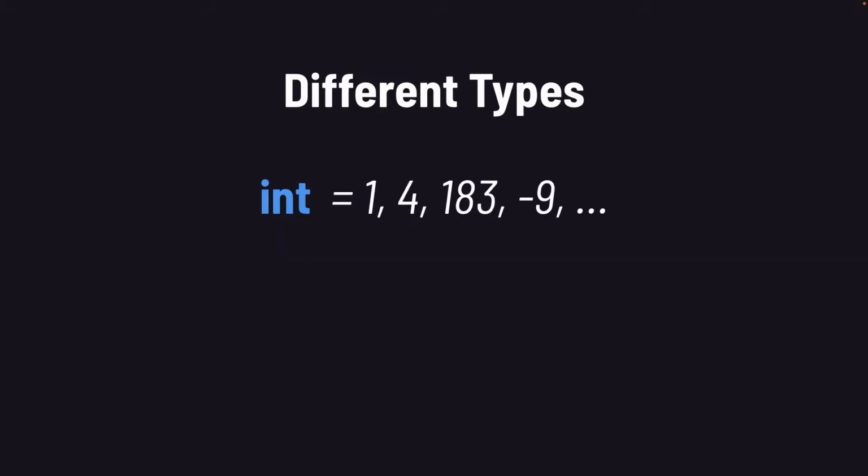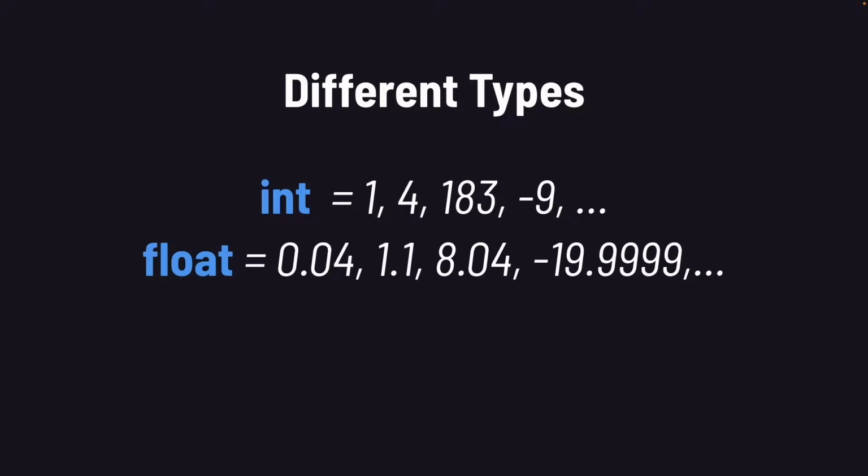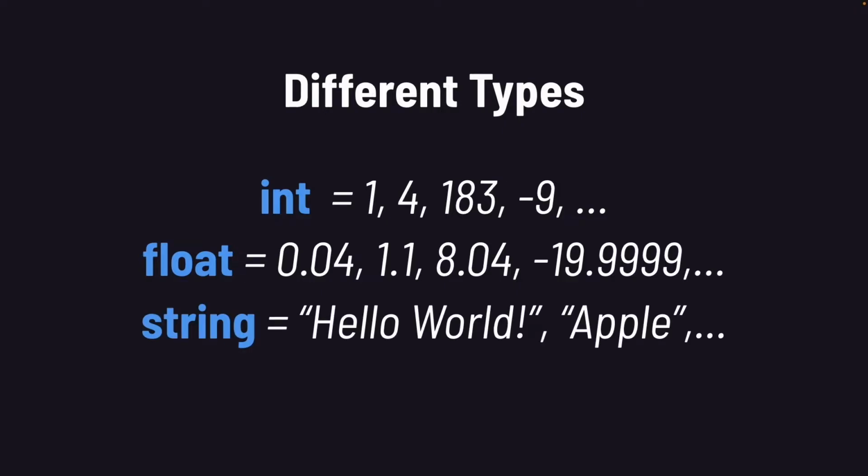There is int, or integer. Int can contain a whole number, like 1, 4, 183, or -9. Then there is float. Float also contains a number, but not a whole number, but a decimal number, like 0.04, 1.1, 8.04, or -19.9999. String is a type that contains a text, for example, hello world or apple.